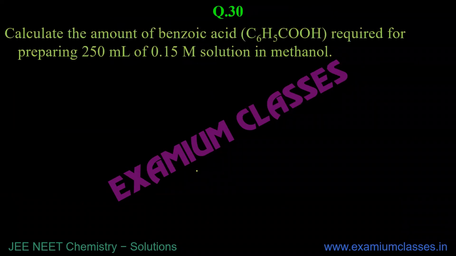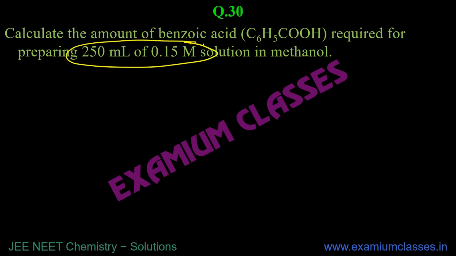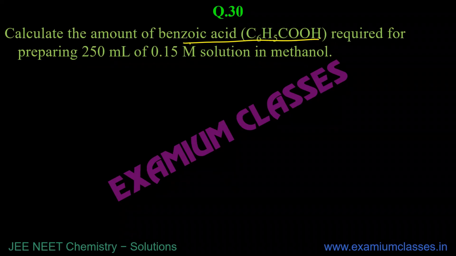Next, calculate the amount of benzoic acid required for preparing 250 milliliters of 0.15 m solution in methanol. Whenever you see this written, it means it is given as number of moles. Obviously, this should be in liters. If you convert this into liters and multiply by molarity, you get the number of moles. My first question is, which one here is solute, which one is solvent?